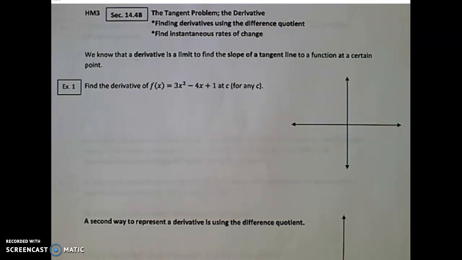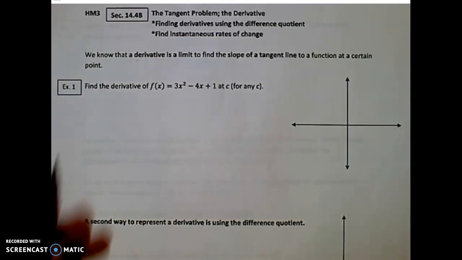Hello, Honors Math 3. We continue on finding some derivatives today. I'm going to have to move a little quickly to get everything in today, so feel free to pause or go back if I go too quickly through something.